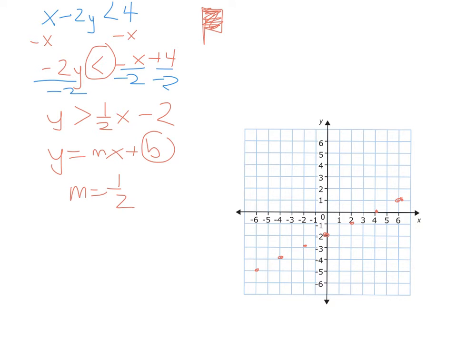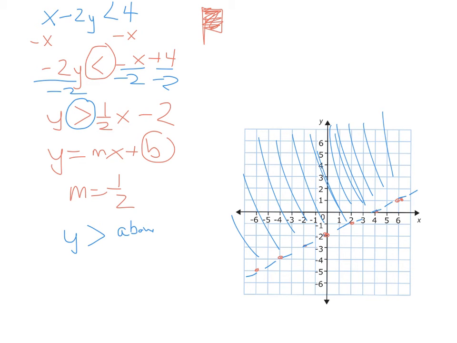Now, before I make my line, I'm looking to see that I have just greater than, so that's going to mean a dashed line. Then I have to figure out which side to shade. Y is greater than means shading above the line. So I'm going to be shading in this area here.